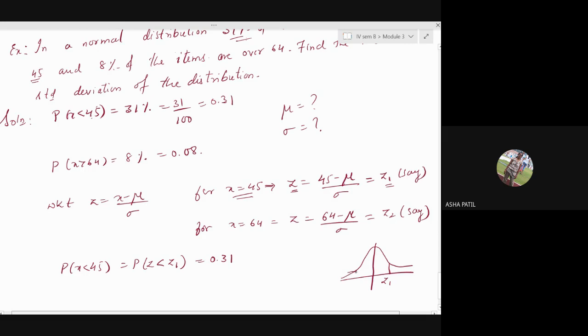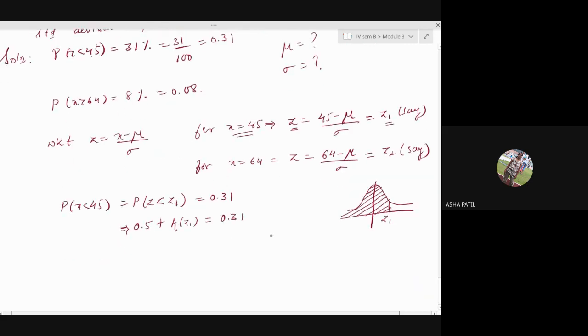Probability that Z is less than Z1. How to calculate this value? It's your area. How will you write it with respect to area now? 0.5 plus area of Z1. Yes. It is 0.5 plus A of Z1 is equal to 0.31, right? Probability that Z is less than Z1 means we want the whole area to the left side, so write 0.5 plus A of Z1 equals 0.31.